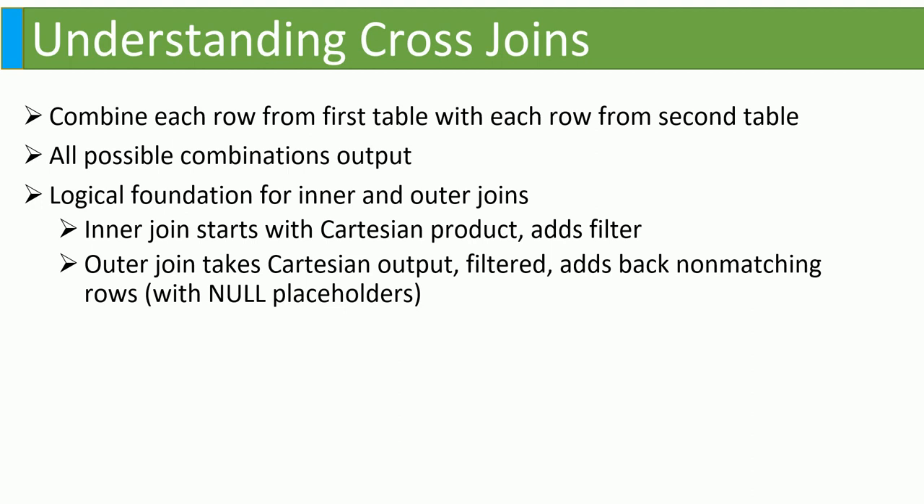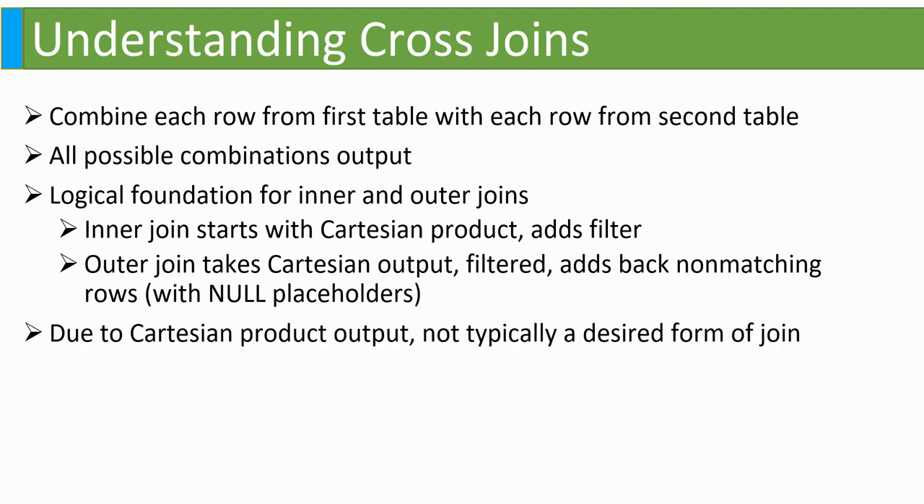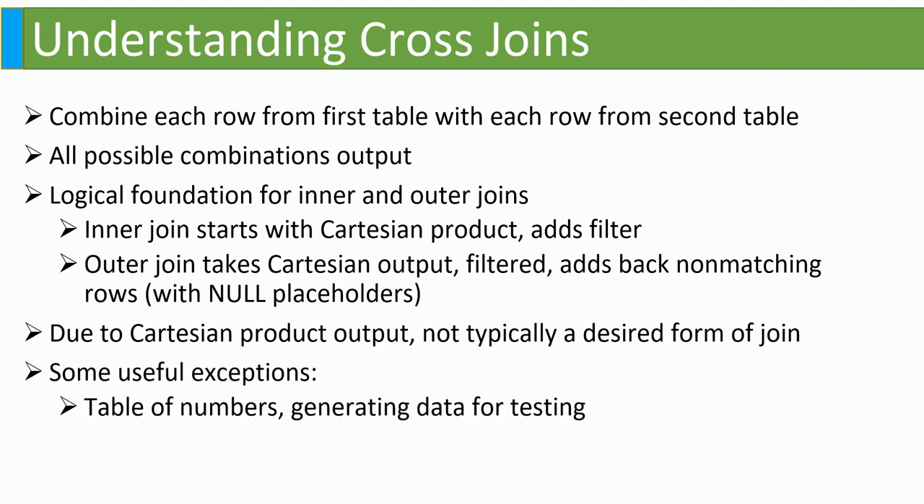and adds the filter. Outer join takes the Cartesian output filtered, and adds back non-matching rows, so it will club all these data. Due to the Cartesian product output, it is not typically a desired form of join. Some useful exceptions are a table of numbers and generating data for testing.